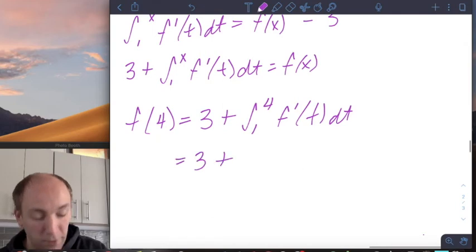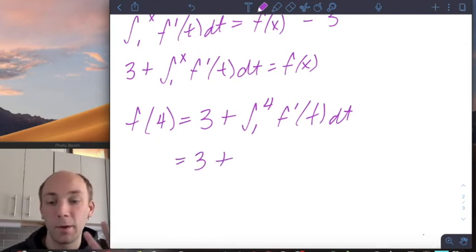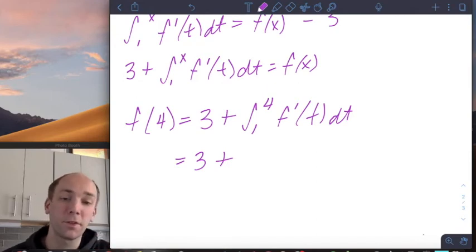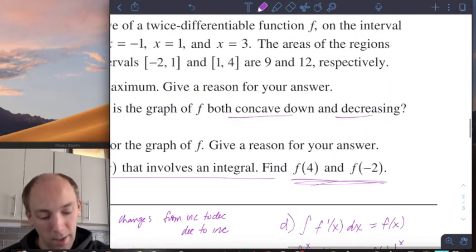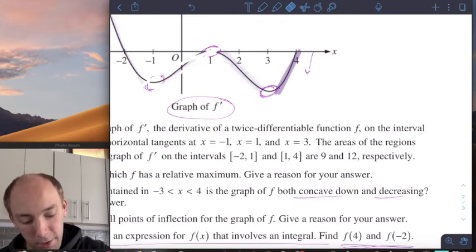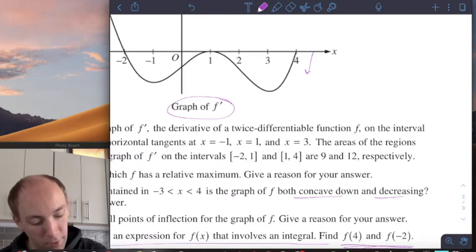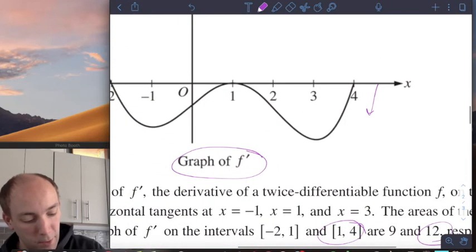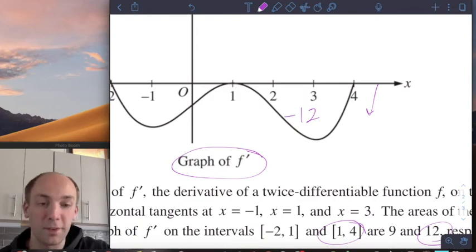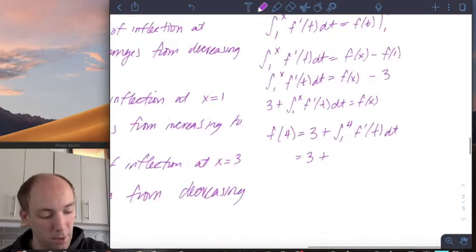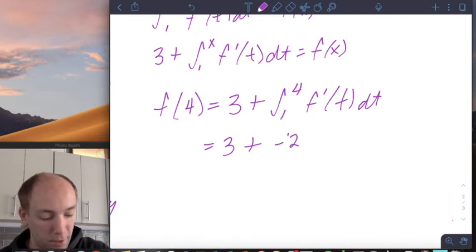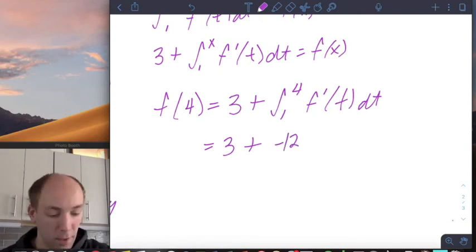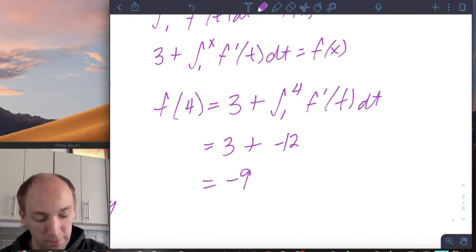So 3 plus, now remember what an integral represents, right? Represents two things, the area under the curve and an antiderivative. Now I don't have a function, so I can't find an antiderivative, so instead we'll look up at the graph. And from 1 to 4, it told us in the beginning of the problem that the area from 1 to 4 was 12. Now because this area was beneath the x-axis, this is a negative 12. Okay? So the integral here represents the area of negative 12. So when I add those together, I get negative 9.